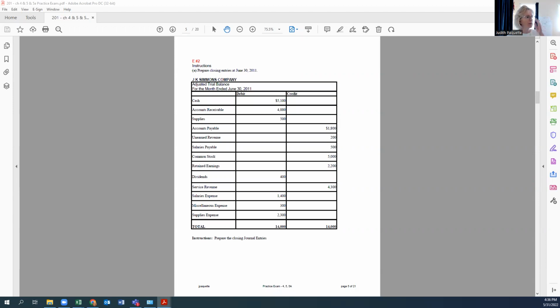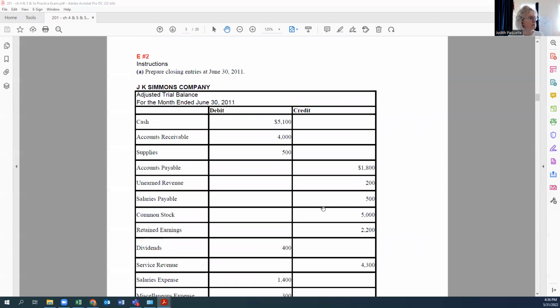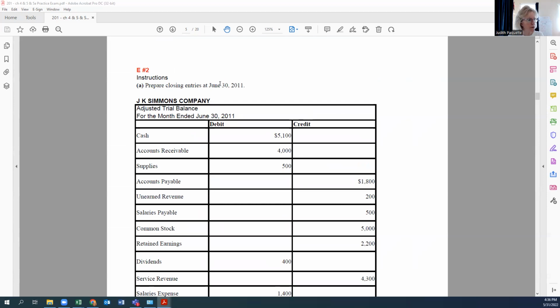Okay, so chapter 4 has adjusting journal entries and closing journal entries. So in this problem on your practice exam, it says prepare closing entries. All right. So closing entries close the income statement accounts. They close the income statement accounts and they close dividends. All right. So what can we say about that?